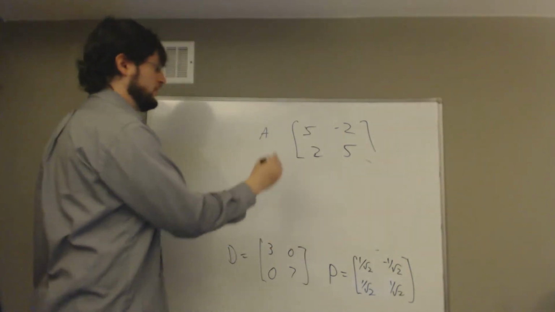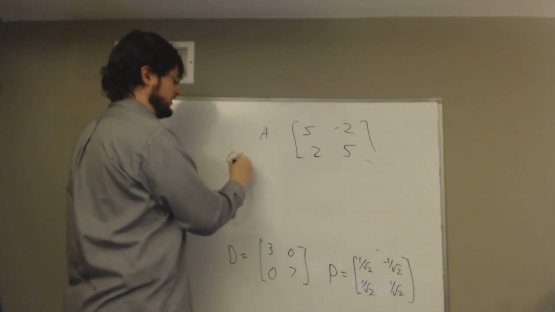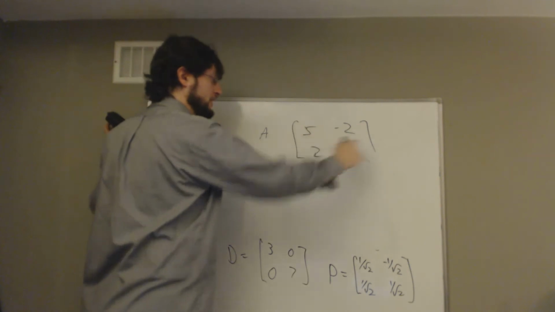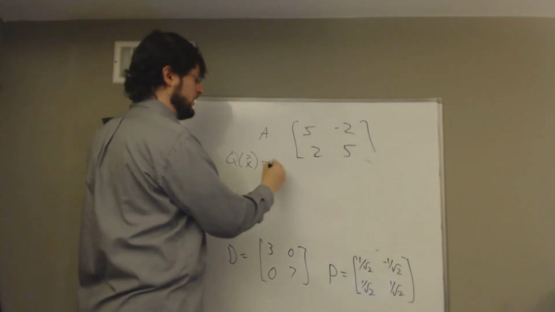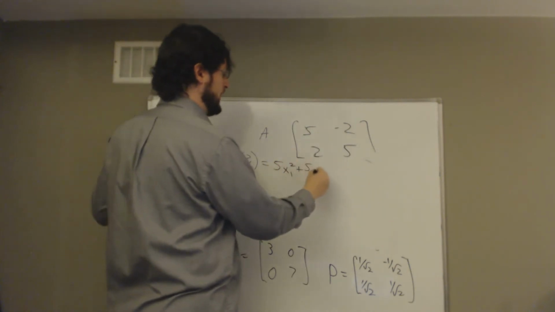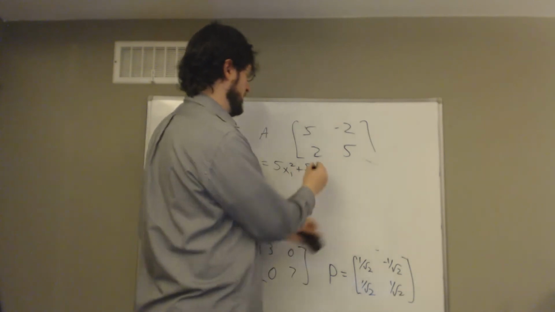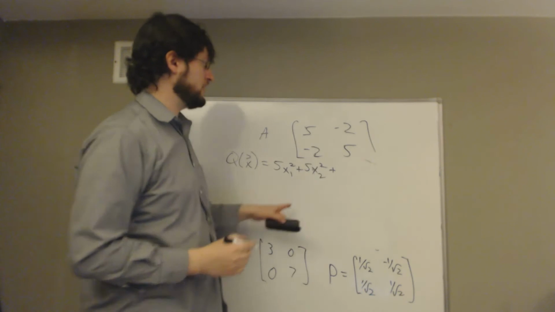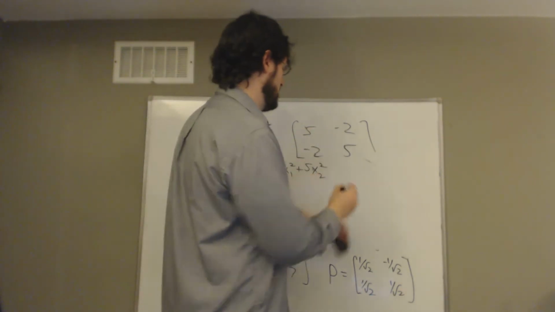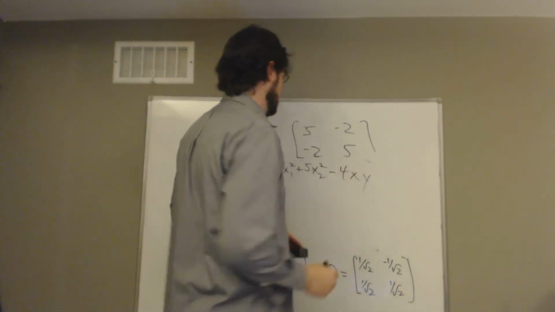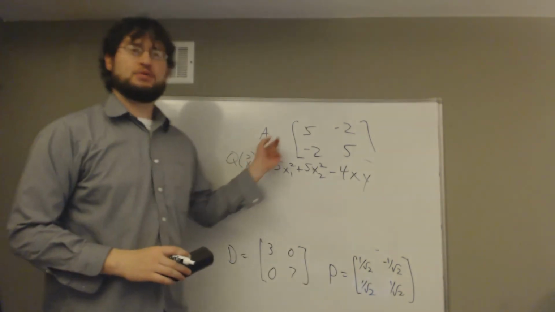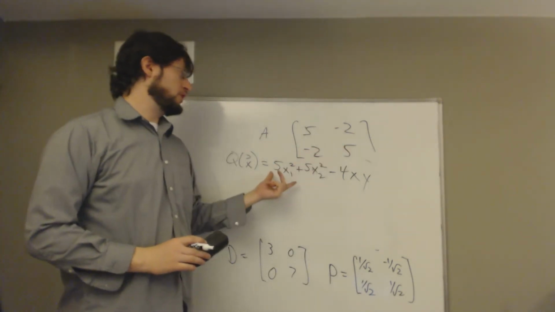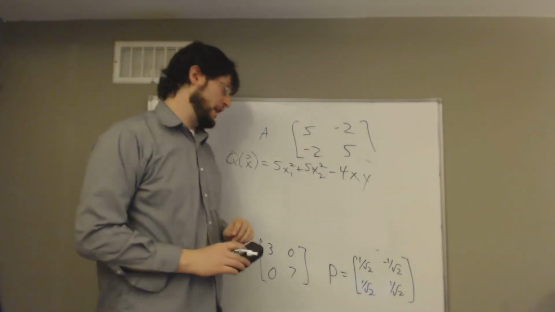So here's the idea. Remember, what is Q(x)? Well, we should be able to read that off from here. This is 5x1 squared plus 5x2 squared, plus, since this was a minus 2, minus 4x1x2. So that's what we've got if we come up with the quadratic form corresponding to this matrix A.